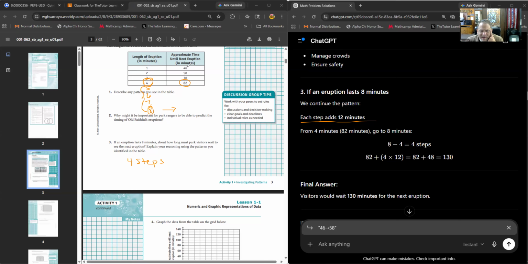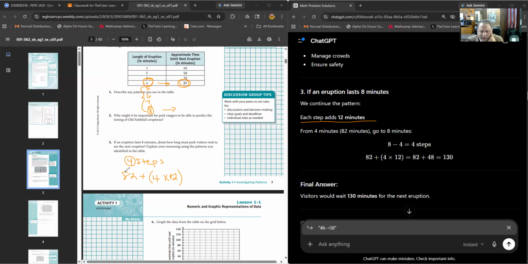Okay, so we can take the 82. Is everybody watching? Okay, so we're taking the 82 from the 4 steps, and we're going to plus it with 4 times the 12 steps. So 4 steps times the 12. That's the wait time.